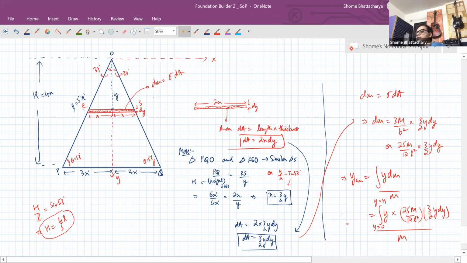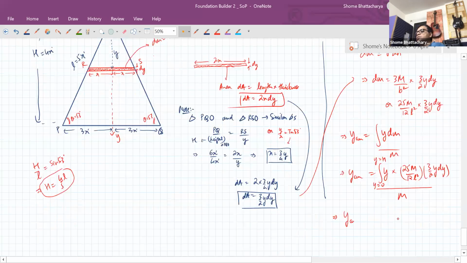So now take all the constants outside from the integration. So 25m by 12L square into 3 by 2, all this comes outside. We are left with the integration y into y, so that's y square dy integrated from y equal to 0 to y equal to capital H, which we will later substitute as 4 by 5L. And this thing is divided by m. I'm just going to minimize this a little. Make sure you understand the steps up to here, then we'll complete the integration.